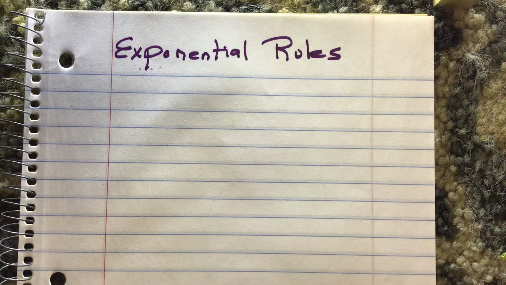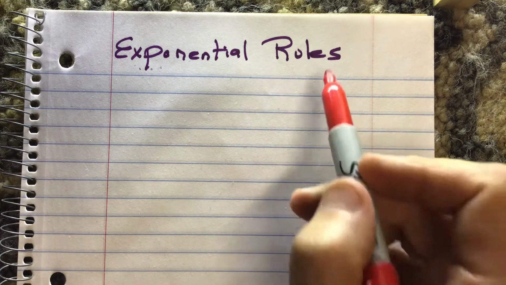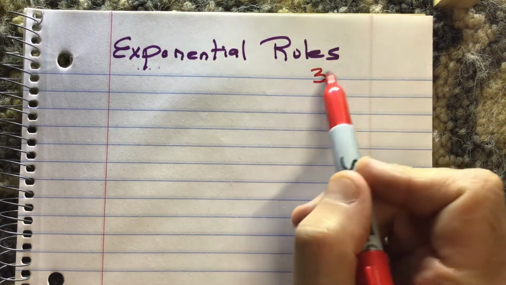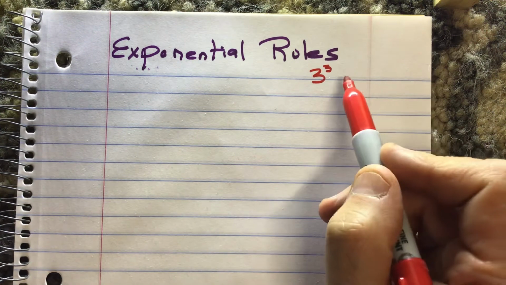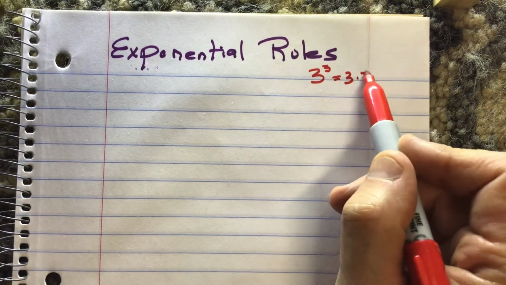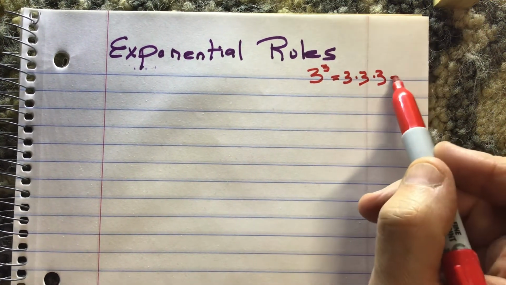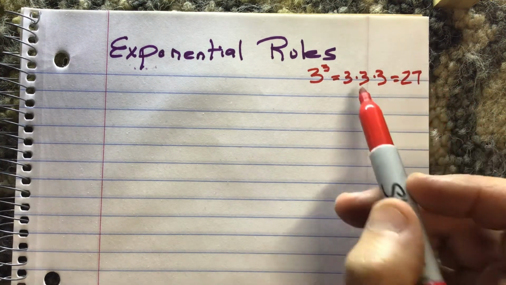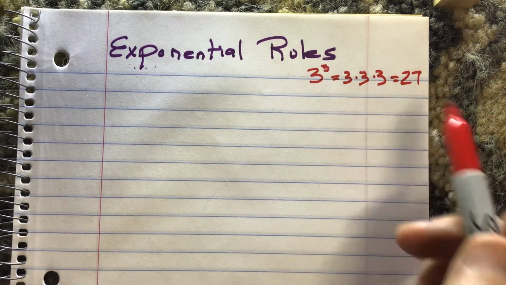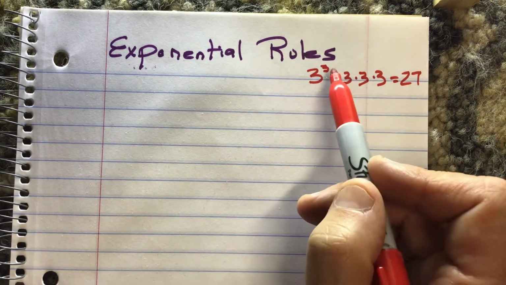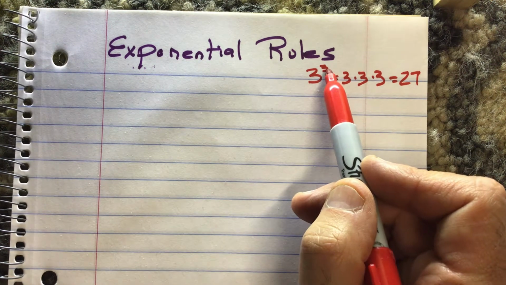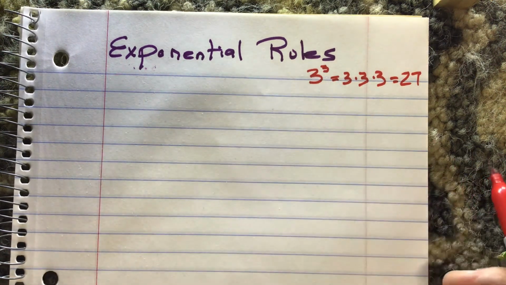Exponential rules. There are about 10 of them. Before I get started, just to remind you what an exponent is: if you have something like 3 to the third power, that equals 3 times 3 times 3, which is 27. 3 times 3 is 9, and 9 times 3 is 27. So this 3 here is an exponent. These are exponential rules, rules that deal with exponents.